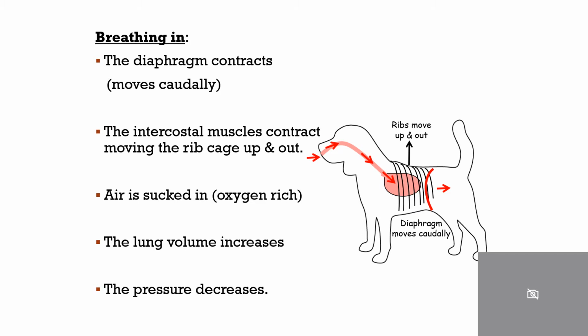Breathing in. When breathing in, the diaphragm contracts. It moves caudally. The intercostal muscles contract, moving the ribcage up and out. Air that is oxygen-rich is sucked in. The lung volume increases and the pressure decreases.